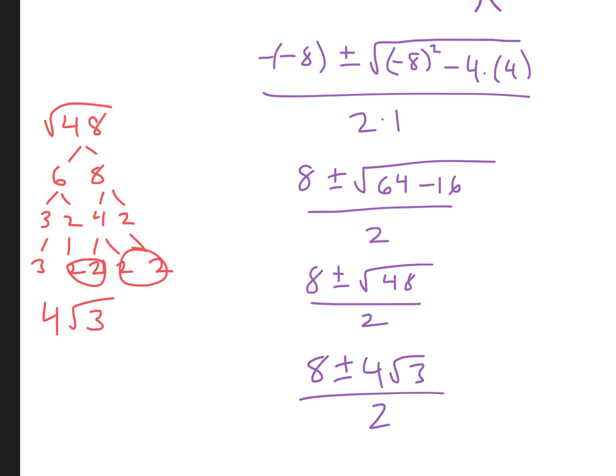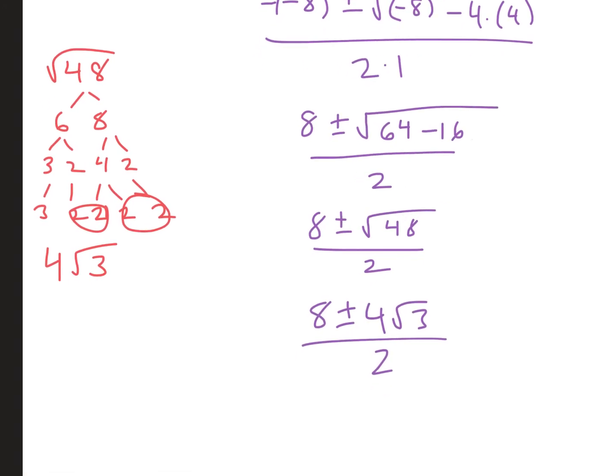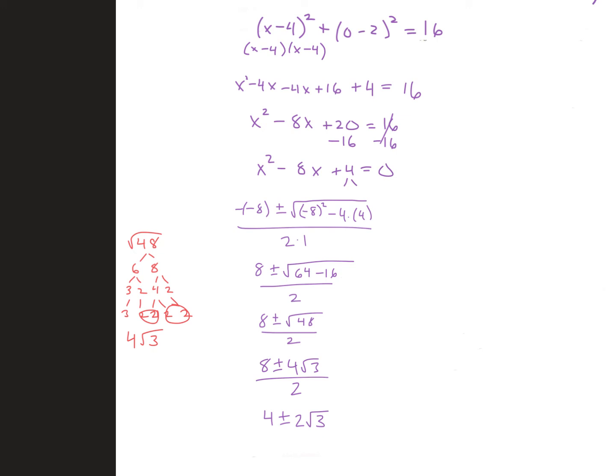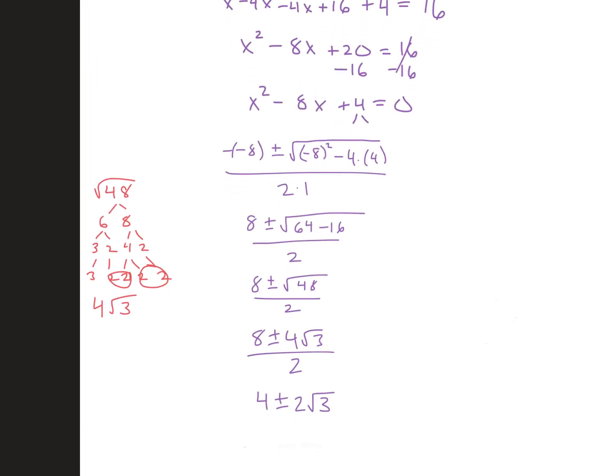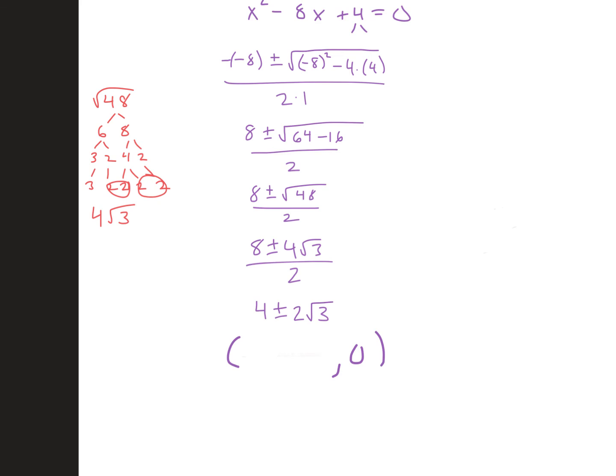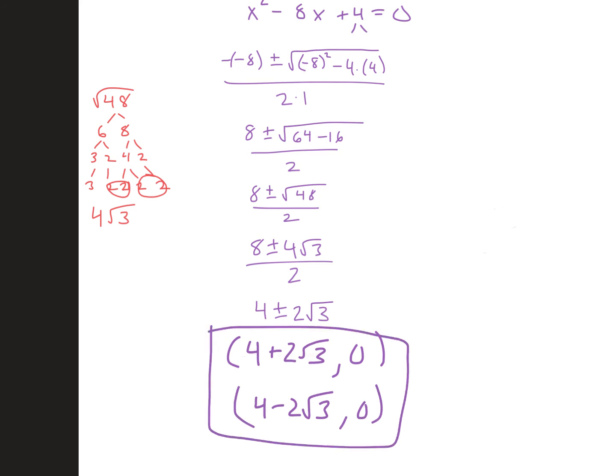And can we simplify any more? It's going to be 4 plus or minus 2 times square root of 3. Awesome. 4 plus or minus 2 square root 3. So our x-intercept is a point. We plugged in 0 for y, so 0 is our y-coordinate. And then we have 4 plus 2 square root 3 and 4 minus 2 square root 3. So these are our two x-intercepts.